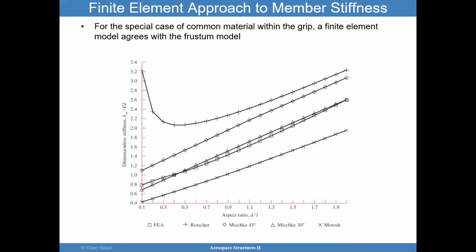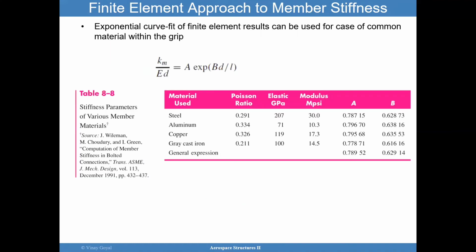These are to show you that finite element models tend to agree with the frustrum model. I won't go into great detail, but in general, the finite element models do a great job with this type of approach. There are exponential curve fits of finite element results that can be used for common materials within the grip. People have used this successfully for various materials, using A and B to calculate a member stiffness with great success.